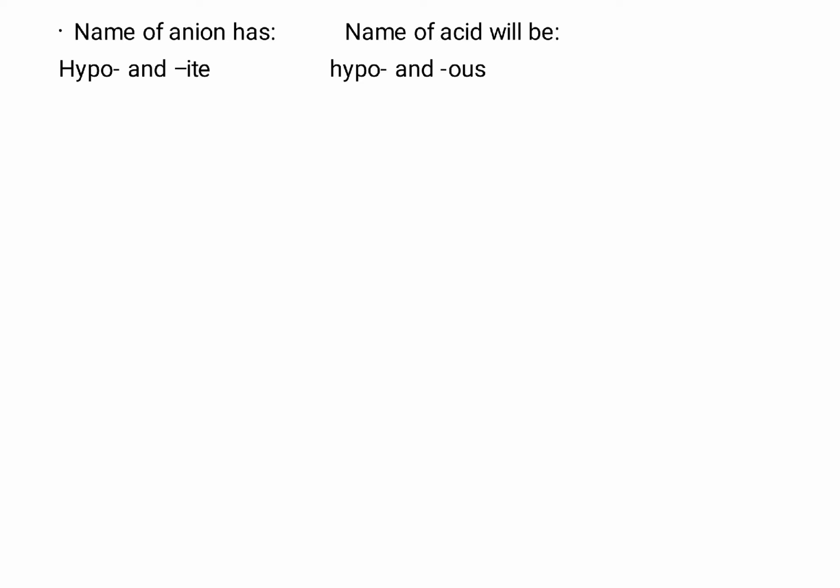And so since it has hypo and ite, then the name of the acid will be hypo and us. And so hyponitrite will turn into hyponitrous acid.